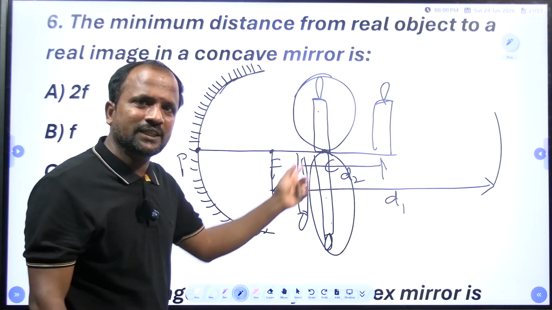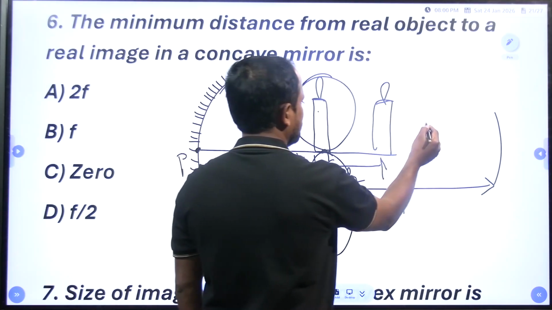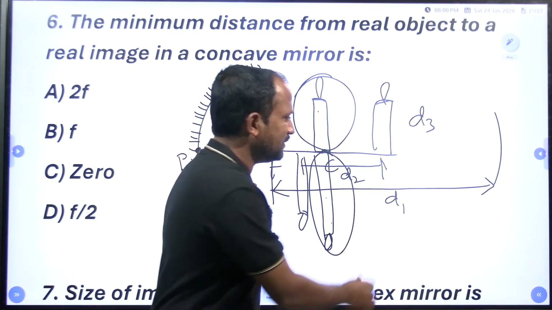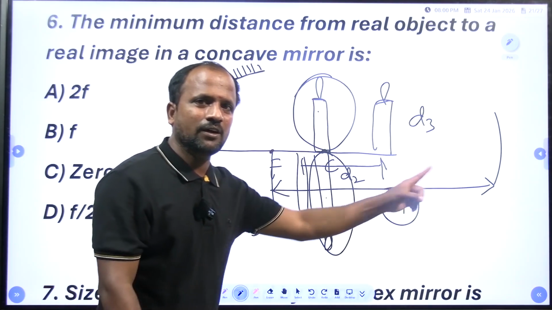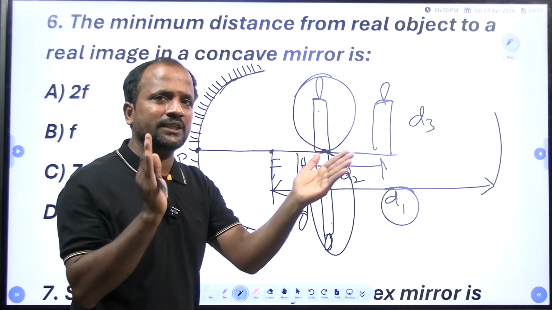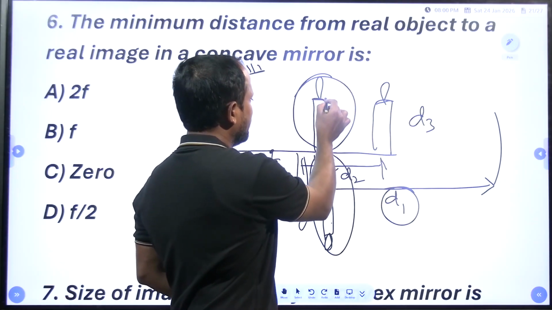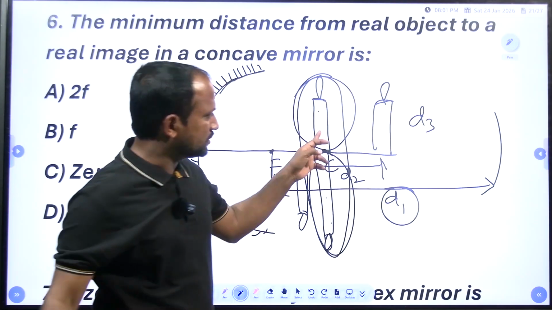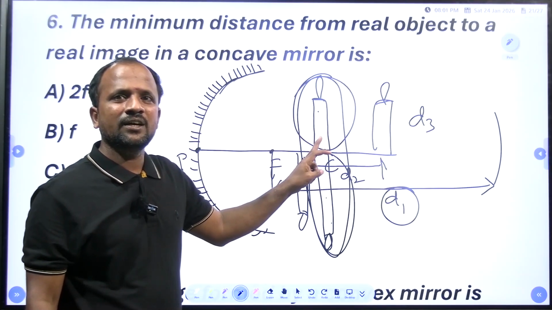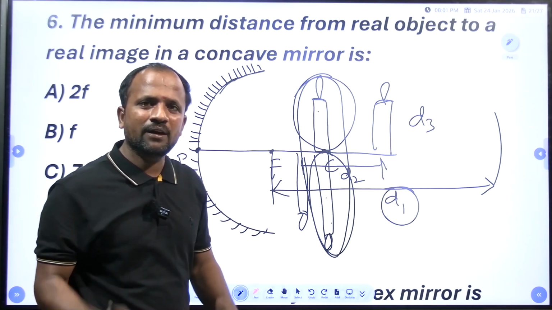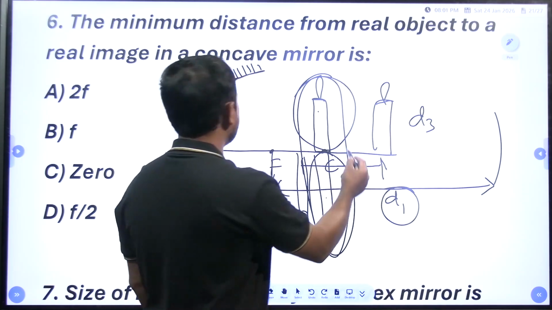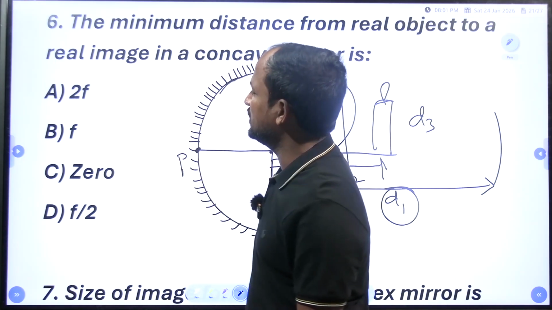Measure the distance between the object and image. Then what will it be? I am taking d3. Observe here, d1 is a long distance between the object and image, and d2 also has some distance between the object and image. If you observe, the real image and real object are above and below the principal axis at the same particular position on C. The object is there, the image is there, then the distance between the image and object is 0. So the minimum distance is 0.